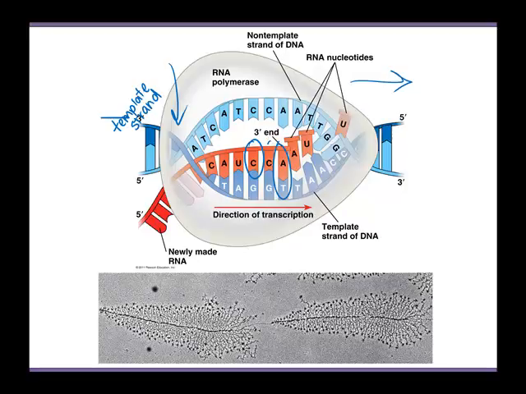And here, this is actually a really cool image down here at the bottom. These are two genes side by side. Here's the beginning of one gene. Here's the end. Here's the beginning of the next gene. And here's the end. Alright, each of these little strings coming off, that's a piece of mRNA. So we have dozens of RNA polymerases all working on one gene all at once.